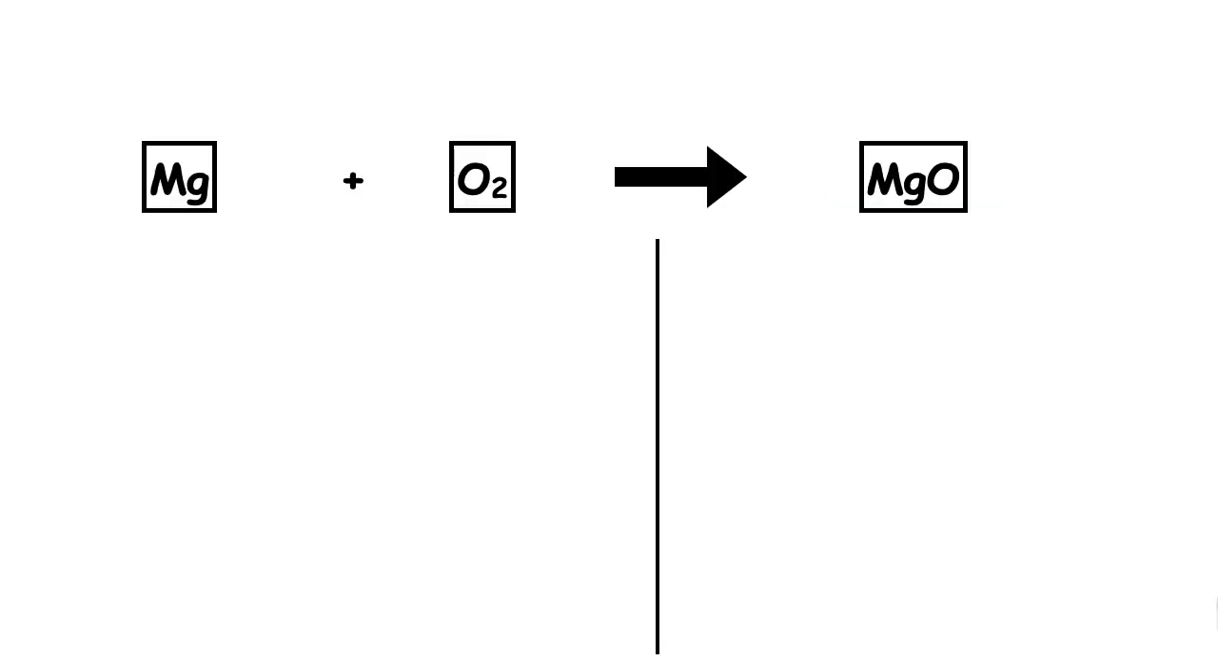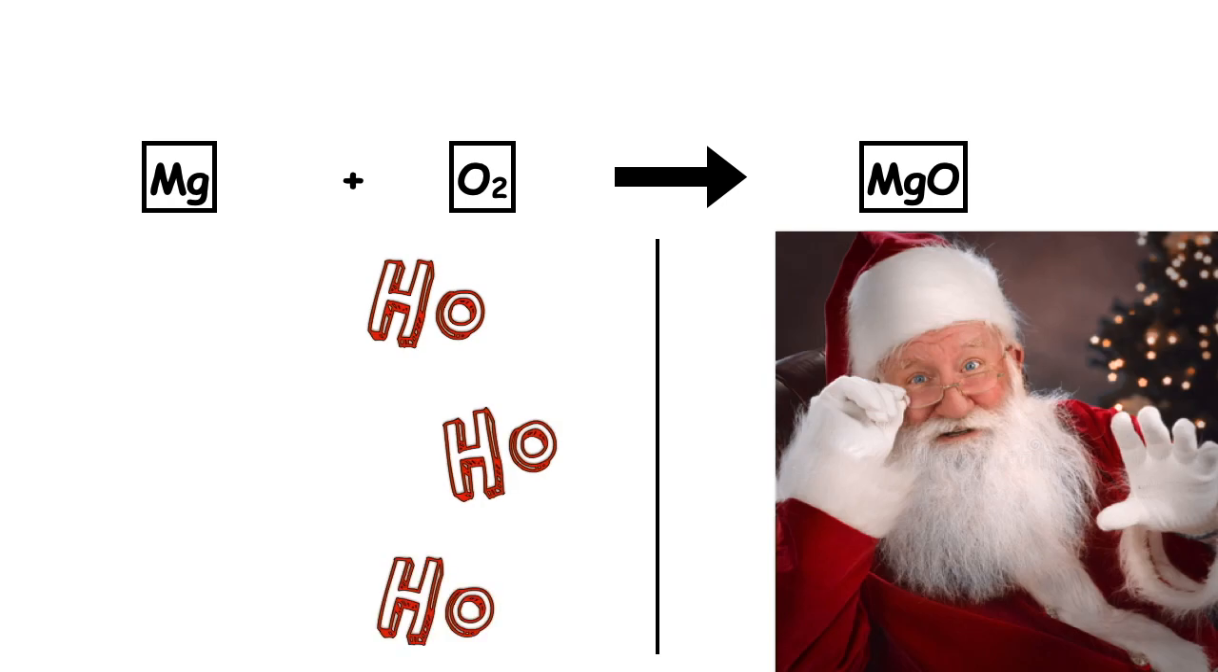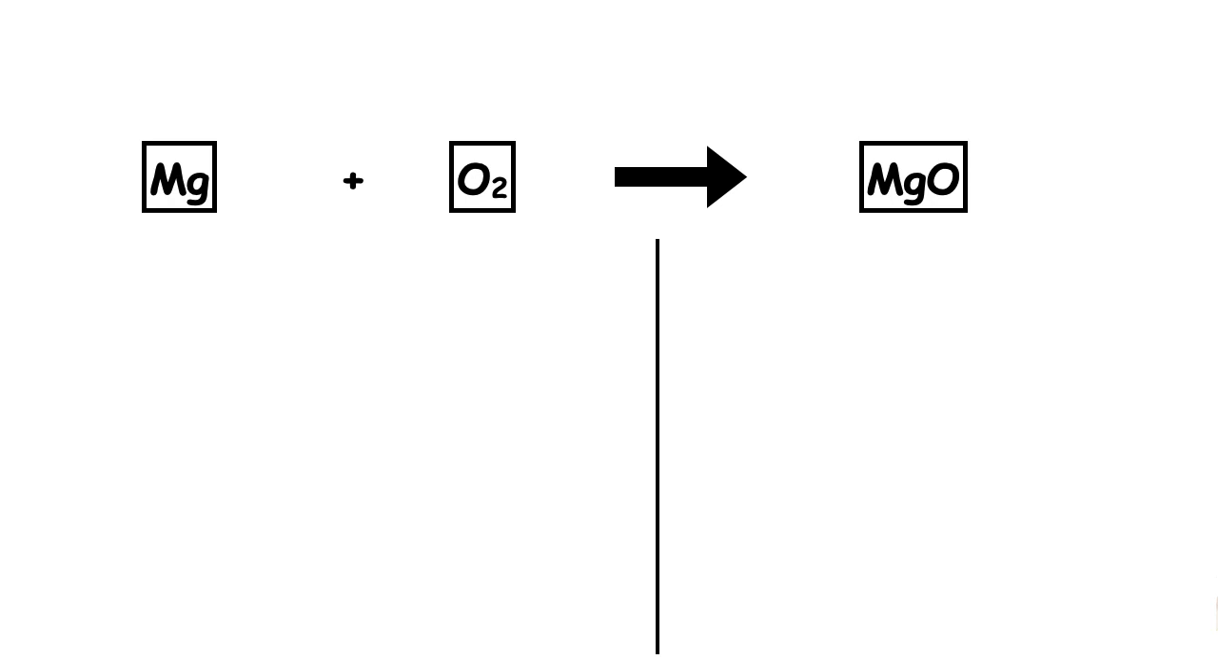So here we are given the same equation as before, but I'm going to show you how to use the box method. So we've been given our equation, Mg plus O2 goes to MgO. Step number 1, we have to put boxes around each of the entities that are given in the equation. Remember, Santa says ho ho ho, so we need to do all elements, then hydrogen and oxygen last.